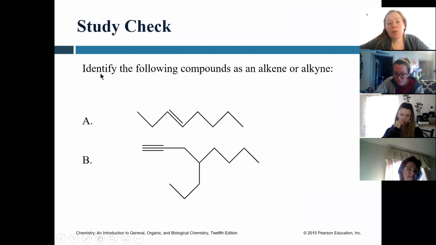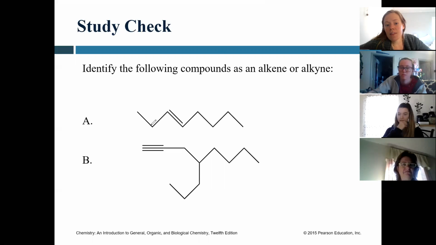So for this, we're just going to identify the following compounds as either an alkene or an alkyne. With this first one here, and I know these structures sometimes look really scary because there's nothing there, right? But there are things there. Remember, the ends and the points are carbons. The lines represent bonds. And here we can see that there are actually 2 lines. So this is acting as a double bond.